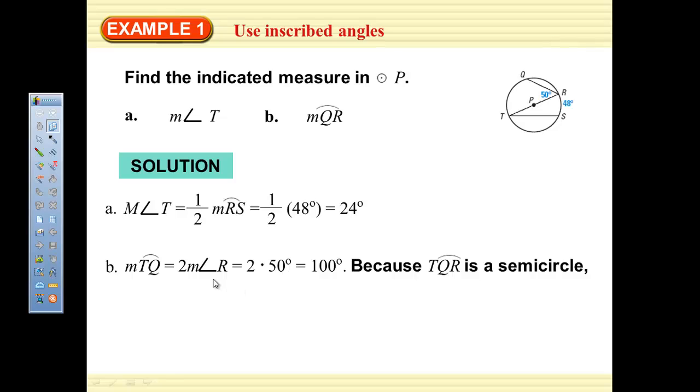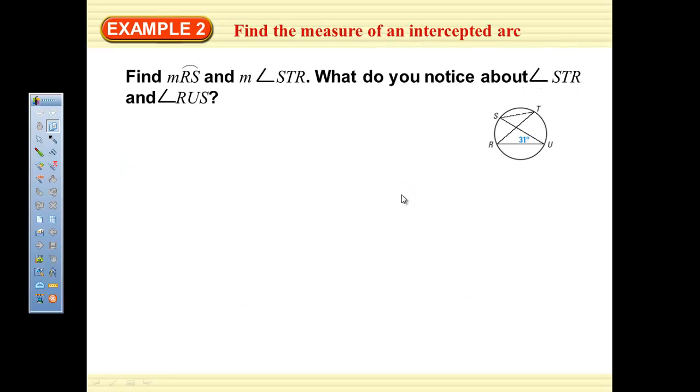And again, we know that this angle is going to be half of what this arc is, so it takes 2 times this to get this arc of 100. Because TQR is a semicircle, we can do 180 minus 100 gives me the 80 there. Alright, and it says find the measure of arc RS and find the measure of angle STR.